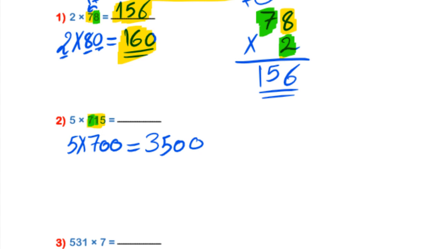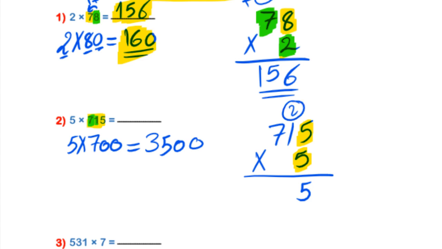Okay, the next one, Ali. Ali, raise your voice, please. Okay, Ali, tell me, how can we multiply it? 715 multiplied by 5. It's 5 multiplied by 5. It's 25. Can we put the whole 25? No, no. We will put 5, then we will bring the 2 and we will put it up. Yes, like that.